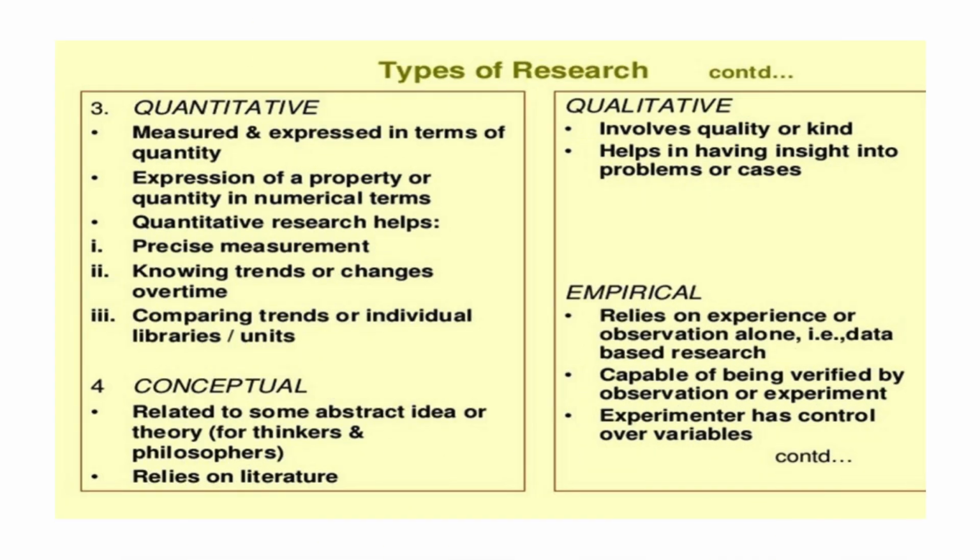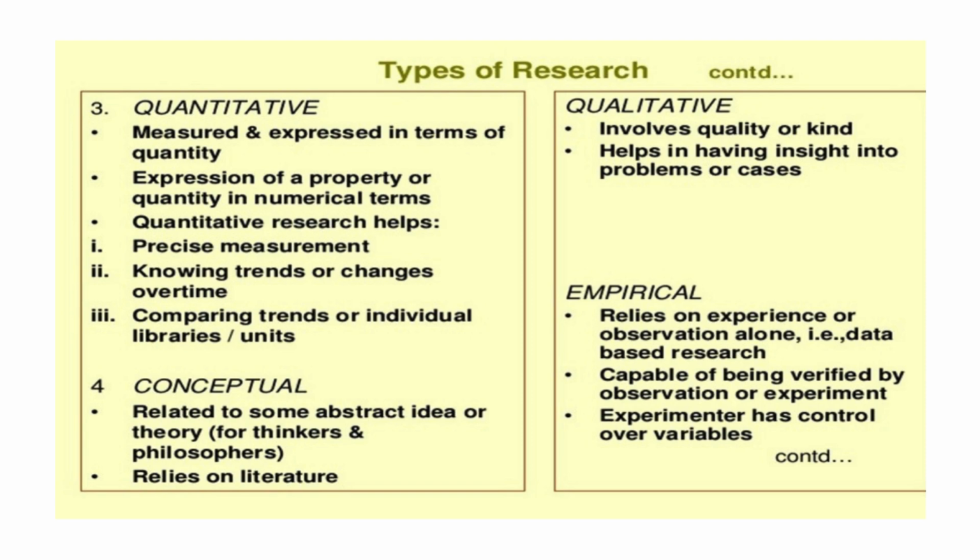Quantitative. Measured and expressed in terms of quantity. Expression of a property or quantity in numerical terms. Quantitative research helps in: 1. Precise measurement. 2. Knowing trends or changes over time. 3. Comparing trends or individual libraries, units. 4. Conceptual. Related to some abstract idea or theory, for thinkers and philosophers, relies on literature.